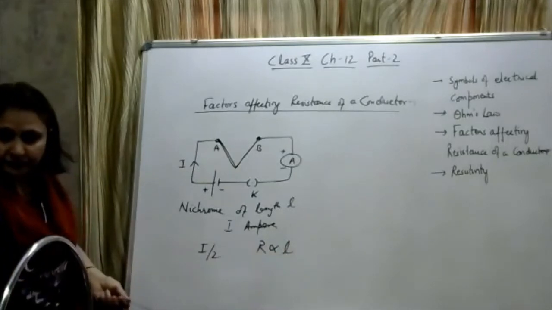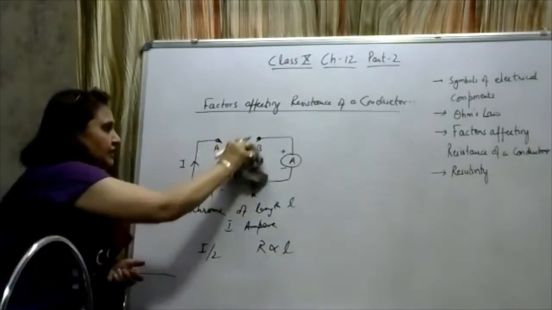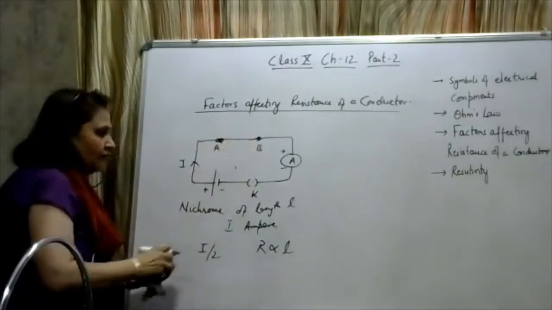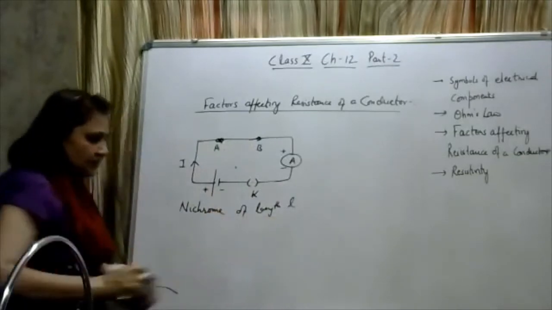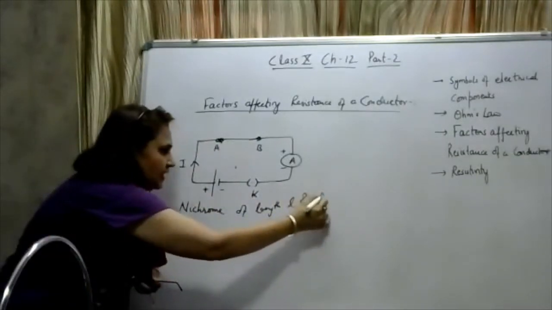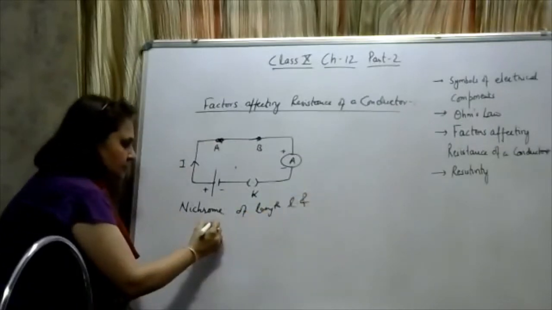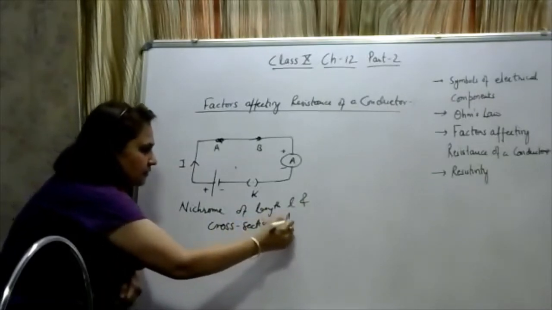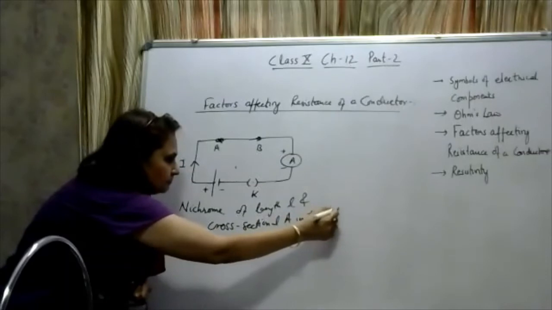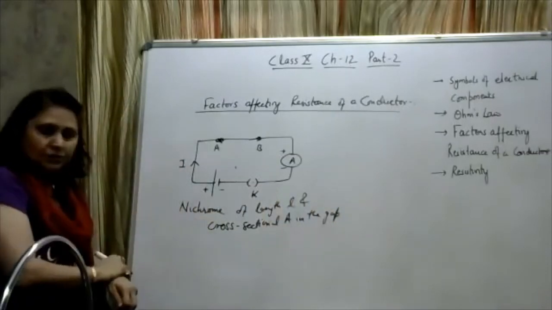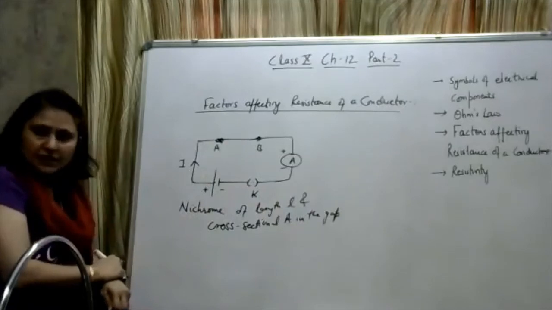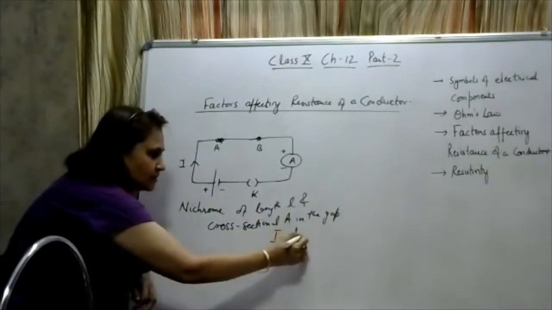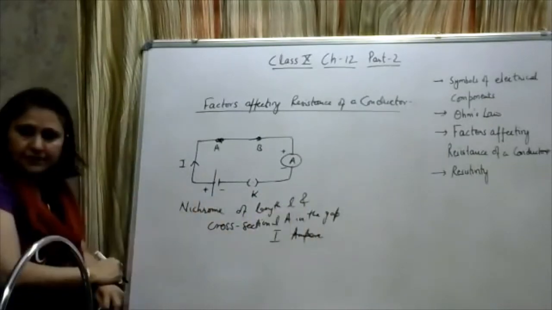In the same way, to study the cross-sectional area, first we connect a nichrome wire of length L and cross-sectional area A in the gap. Let the ammeter reading be I amperes.